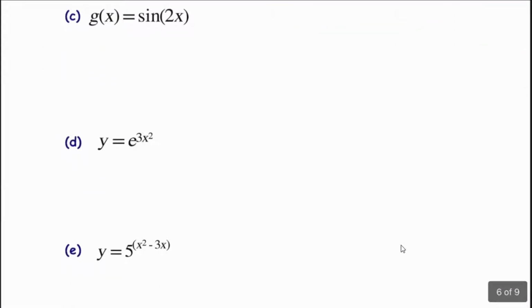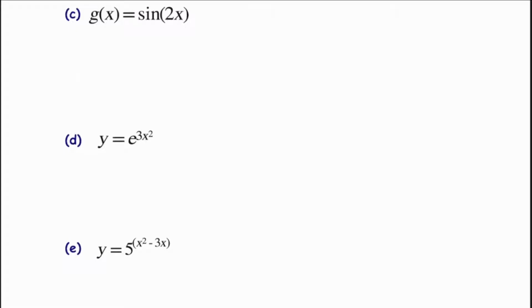Moving on, let's take a look at a few more examples, C and D and E. In our first question here, for C, we're told that g of x is equal to sine 2 of x. So let's label g of u.